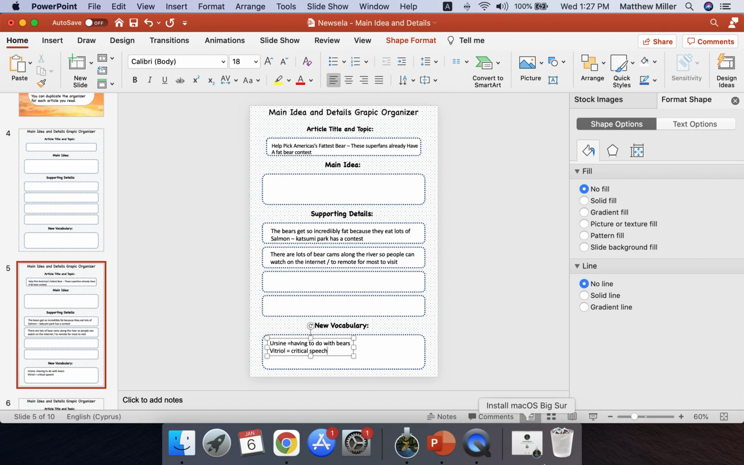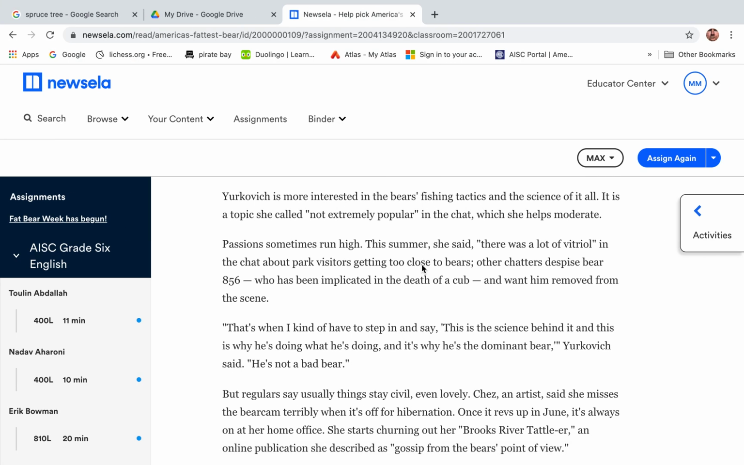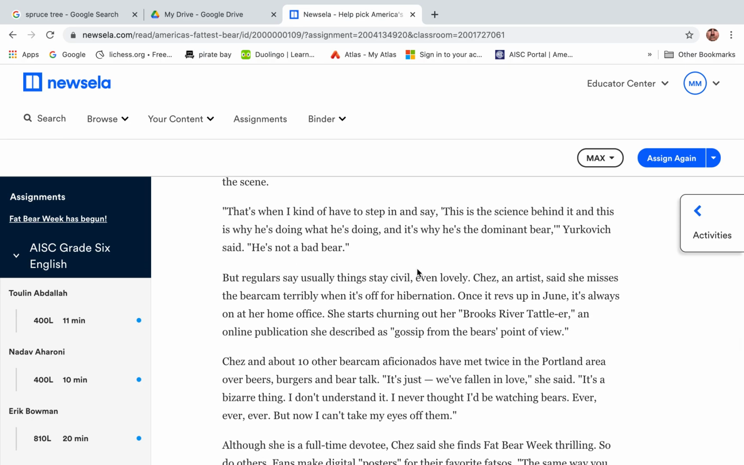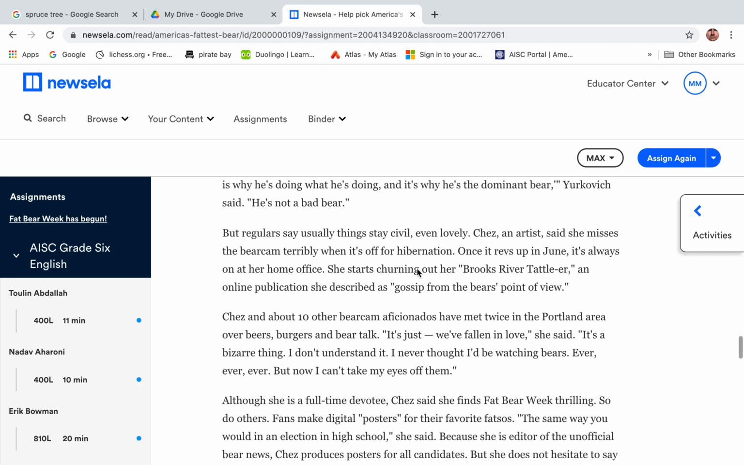Critical speech. Okay, so people were saying mean things about Bear 856 and about the visitors there. That's why I have to kind of step away and say this is the science behind this, and this is why he's doing this, and why he's the dominant bear. He's not a bad bear. Well, probably not, but he killed a cub. Nobody likes that.